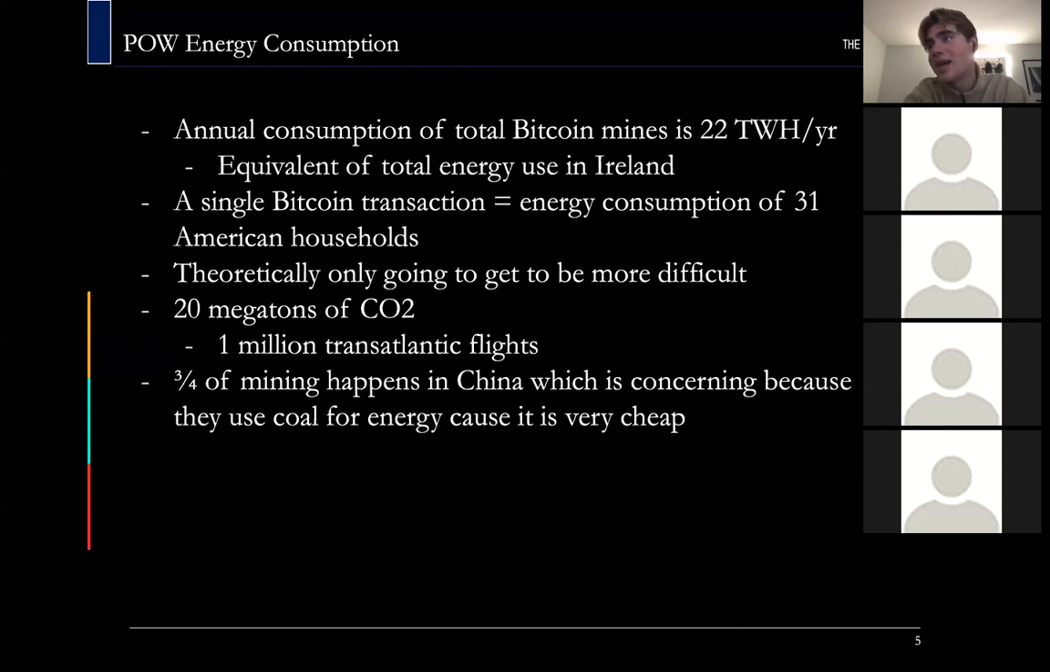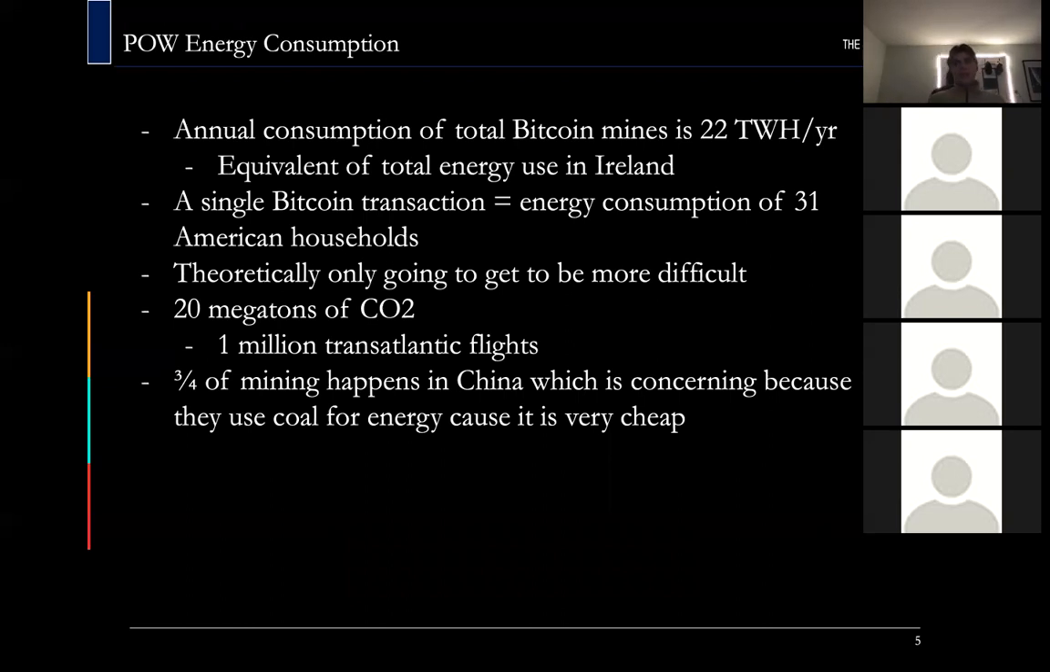And a single Bitcoin transaction is equal to the energy consumption of 31 American households. And all of this is transactions that happen literally every single second. It's supposed to be like 7 at a time. That's what's in the Bitcoin white papers. It's pretty crazy, the amount of energy that gets used.